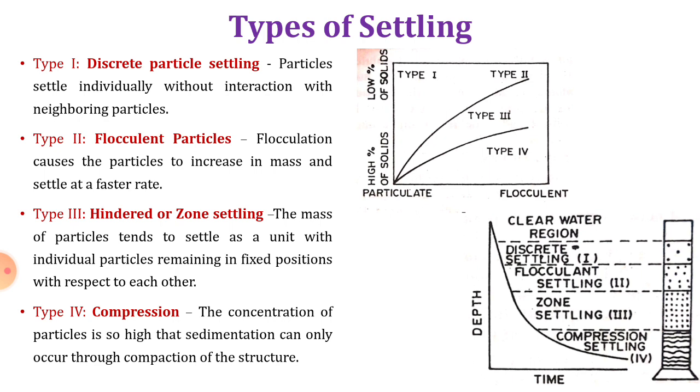Whereas the fourth type is compression settling. The concentration of particles is so high that sedimentation can only occur through the compaction of the structure.